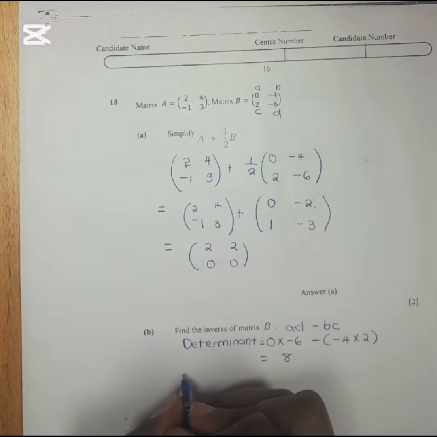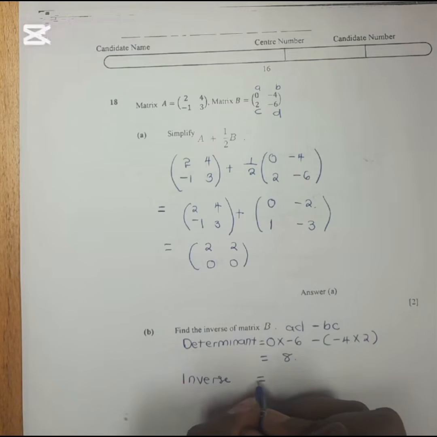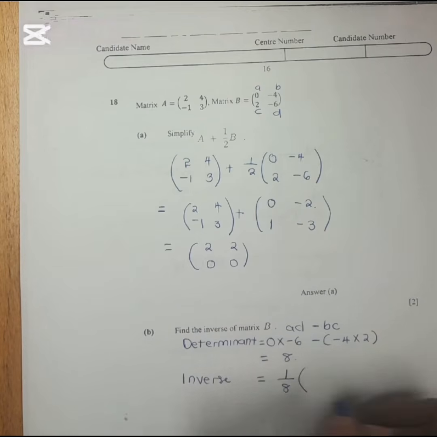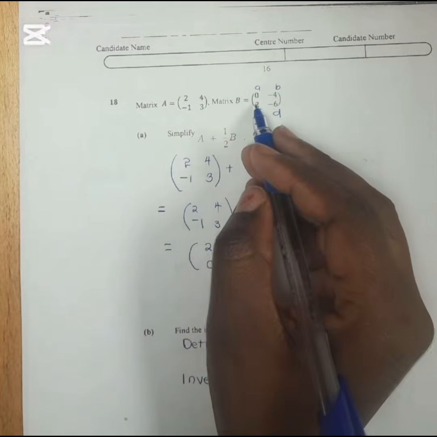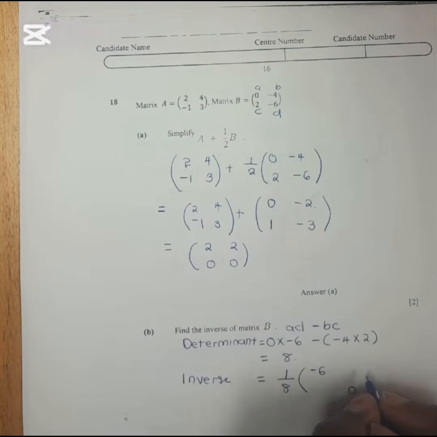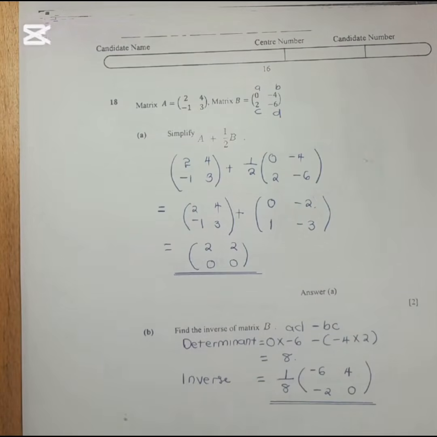And then when we are now writing the inverse, we are going to say inverse is equal to 1 over the determinant. A and D, they interchange their positions, so that here we are now having minus 6 and 0. And then minus 4 and 2, they are going to change their signs, so that here it is positive 4 and here it is negative 2. So this is going to be our inverse. So that was all about matrices.